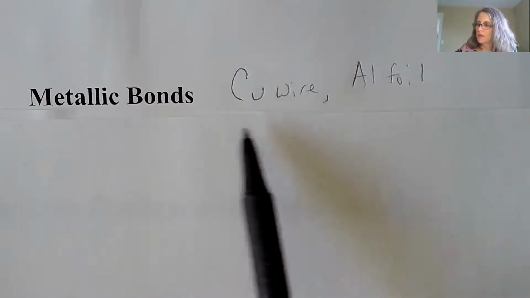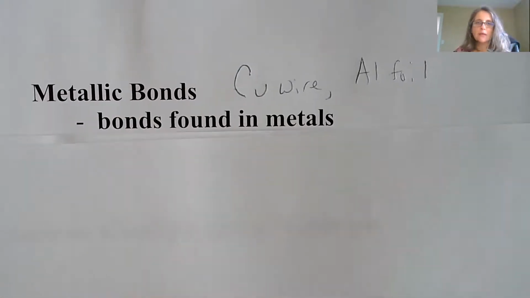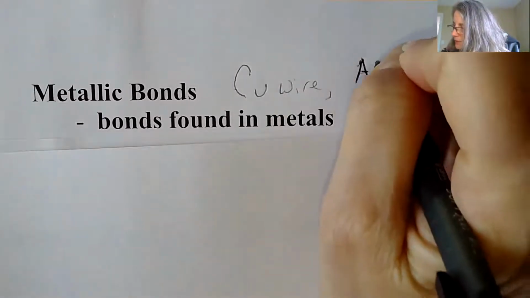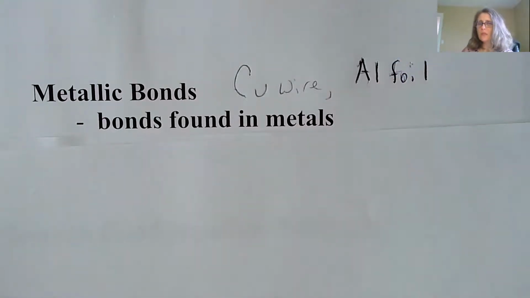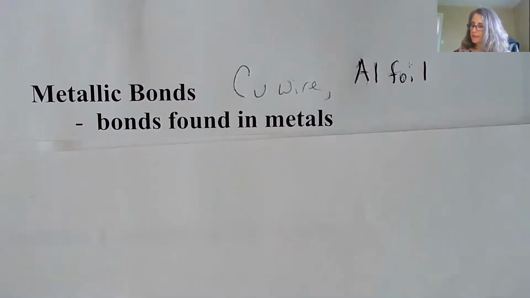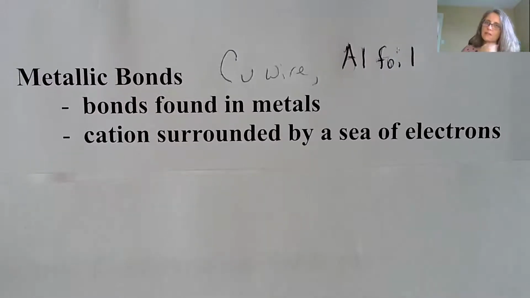Okay, most metals we're going to talk about are solid, so we're going to go back to that idea of solid structure. So metallic bonds are bonds found in metals. Okay, that's going to be how we define it. So again, a piece of aluminum foil is pure aluminum. There is nothing else in there but aluminum. And so how do they bond together? The definition of metallic bonds is as such. The definition is a cation surrounded by what we call a sea of electrons. So a cation being a positive ion surrounded by a sea of electrons.